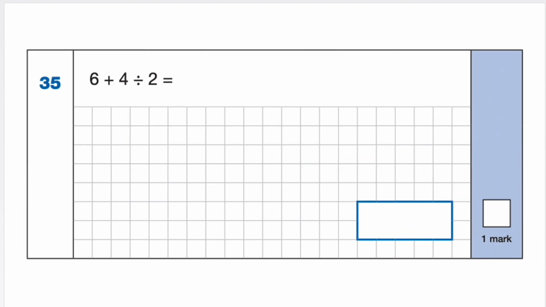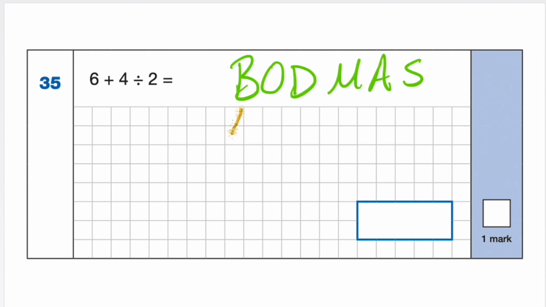35. This is a BODMAS question. If you don't know what BODMAS is, check out the video that I'll link above. But it's basically saying, do you understand the order of operations that we are supposed to work a question out in? And according to BODMAS, if I write it here, we have brackets, order, division, multiplication, addition, and subtraction. And as we can see, division is in front of our addition. So in this question, we're going to have to do our division first.